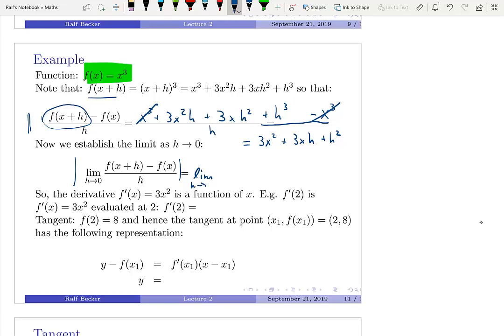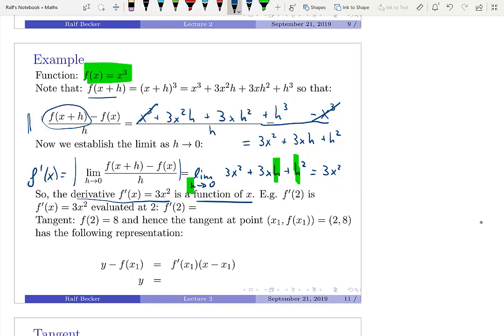Now we merely need to take the limit of this term as h goes to 0. So let's write that limit as h goes to 0 of 3x squared plus 3xh plus h squared. Now we need to consider what happens if this h goes to 0. Well, both these last two terms will go to 0 themselves, which means that in the limit this term will be 3x squared. So this is the first derivative of our function f of x. So f prime of x is 3x squared.